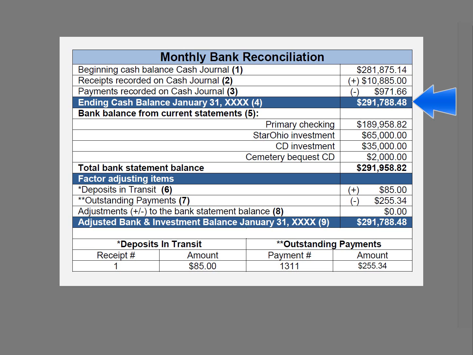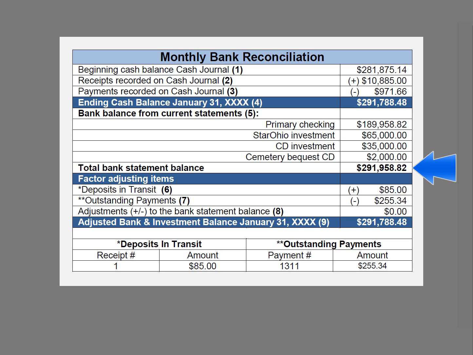Next, you must add all of the bank statement's ending balances together as they're listed in number 5. Note that all of the investments are included in the reconciliation, even the non-spendable cemetery CD, because they make up the total cash balance.